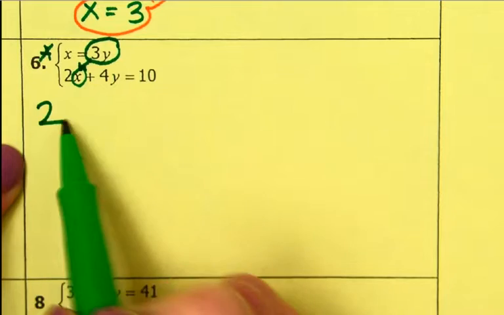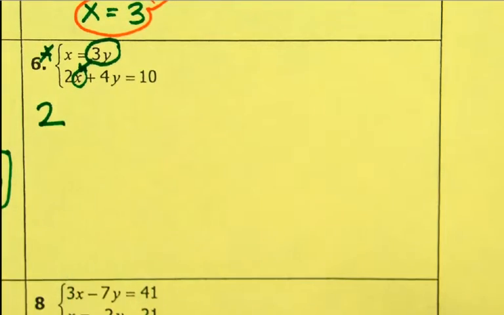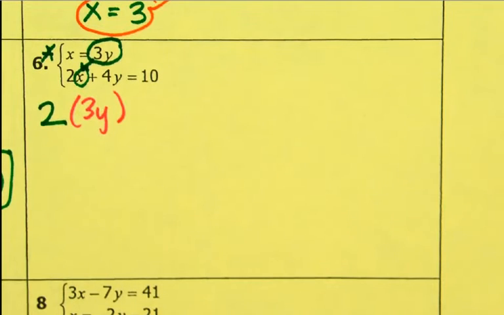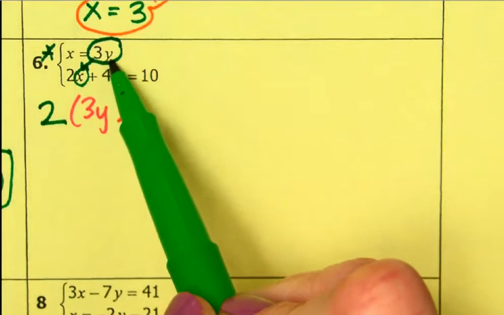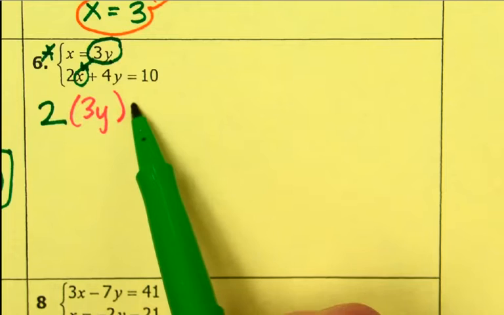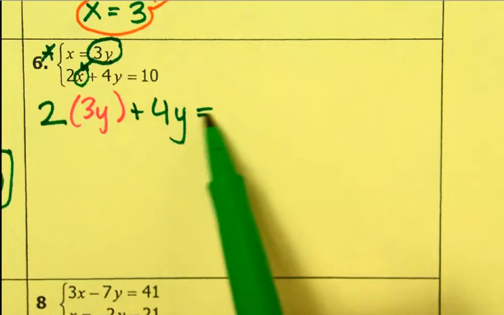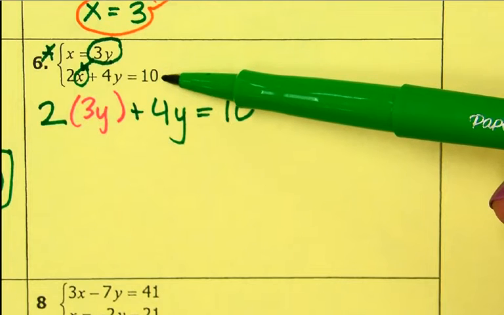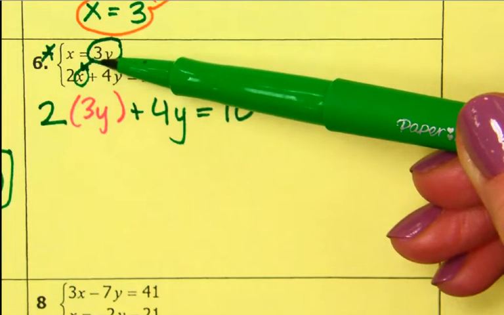So instead of 2x, I have 2 times 3y, because that's what's up here getting substituted, plus 4y equals 10. So I took this equation, and instead of an x, I used 3y.